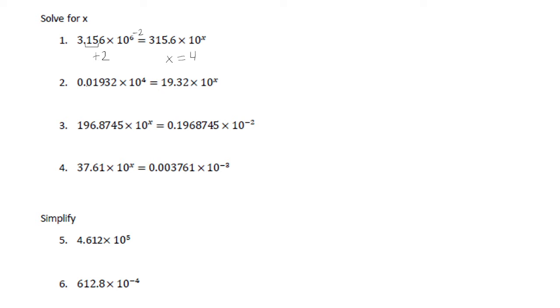Next one, the decimal starts at 0.0, and then you want to end up at 19.32. So this has to go 3 spots. So we're adding 3 spots forward, which means you have to take away 3 spots. So we do 4 minus 3 and get x equals 1.